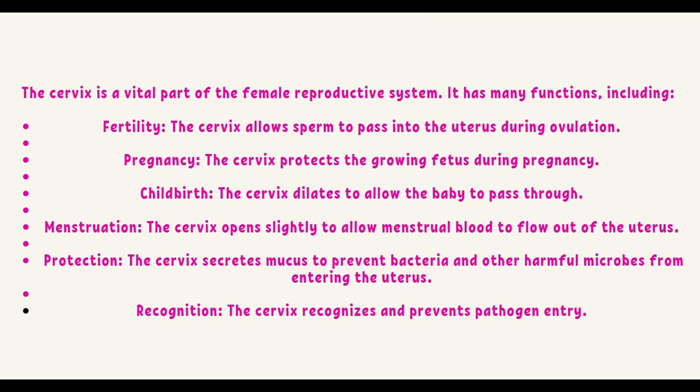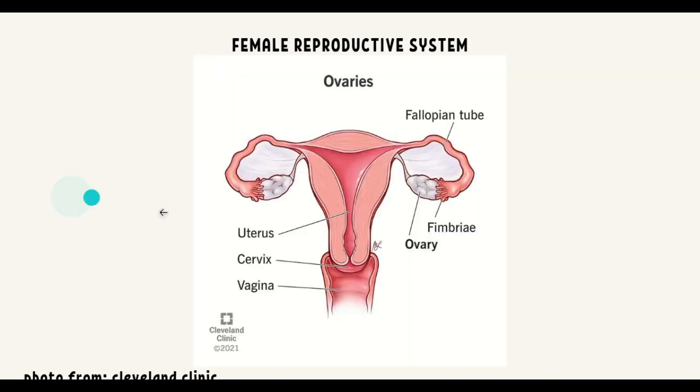Childbirth: the cervix dilates to allow the baby to pass through when they push out the baby, right? For example, if you hear them say, "Oh, 2 centimeters dilated," that is basically what they mean. And then you have menstruation, where the cervix opens slightly to allow menstrual blood to flow out of the uterus. Protection: the cervix secretes mucus to prevent bacteria and other harmful microbes from entering the uterus. And recognition: the cervix recognizes and prevents pathogenic entry. Right, so you can see that the cervix plays a very big role.